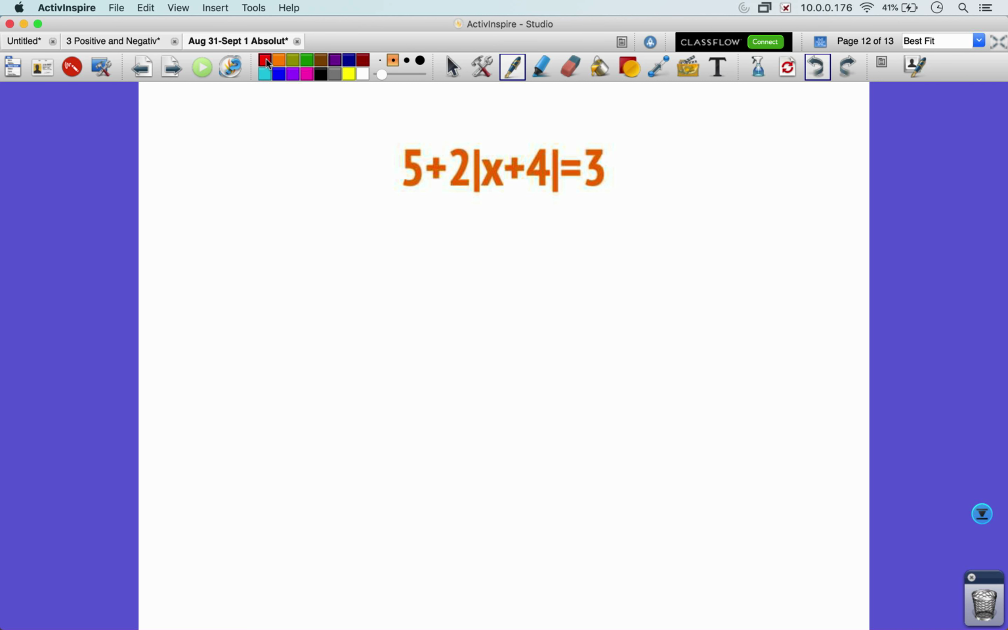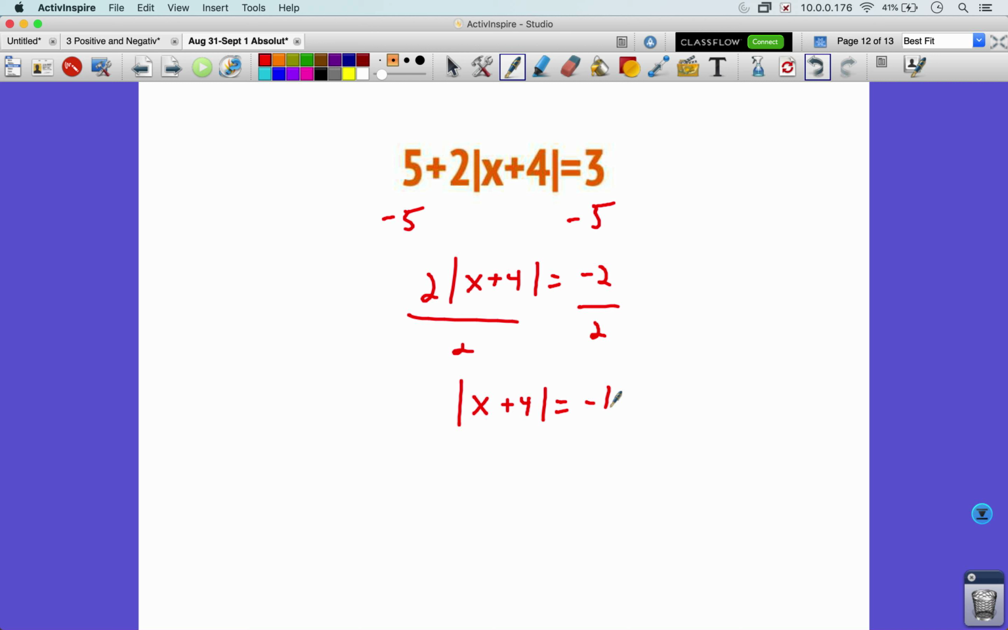All right, another one. Pause video, copy it down. Here we go. We want to isolate the absolute value brackets before we split it into the positive and the negative case. That means getting rid of the constant first. 2 times the absolute value of x plus 4 equals negative 2. Divide both sides by 2. The absolute value of x plus 4 equals negative 1.